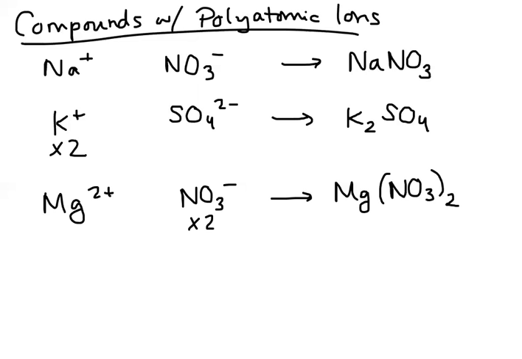And never ever write this as MgN2O6. That is wrong. Can anyone tell me why that is wrong? Because NO3 is its own unit. Yes, it's not 2 nitrogens and 6 oxygens floating around. You have an NO3 and an NO3, and you need to make that clear in your compound. Excellent.